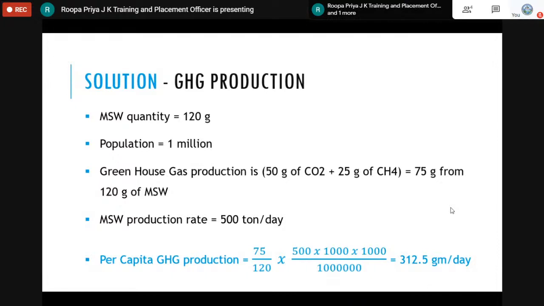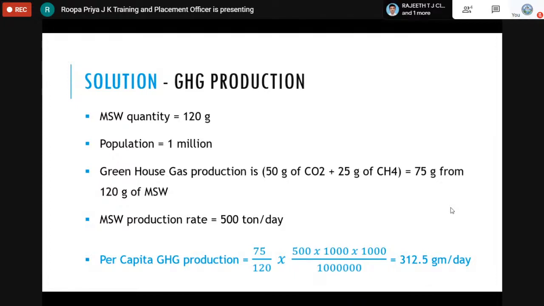So with this given data, let's find out what could be the total greenhouse gas produced from both carbon dioxide and methane, which are the greenhouse gases. And these are usually produced in the landfills. So we have 50 grams plus 25 grams, which is equal to 75 grams from the 120 grams of municipal solid waste quantity, which is mentioned in the problem. So 75 grams of these greenhouse gases are produced from a municipal solid waste quantity of 120 grams.